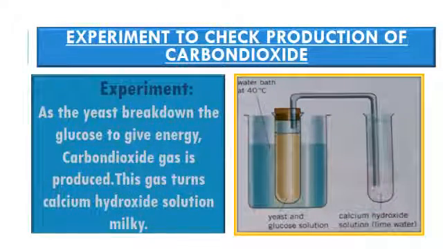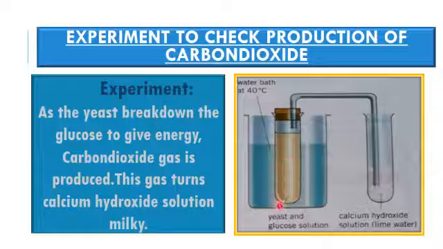Now here is an experiment to see the product produced by fermentation, that is carbon dioxide. So we will set up an experiment over here. You can see this picture. It's a beaker and test tubes. Two test tubes are there. The first test tube is being dipped into the beaker with hot water at 40 degrees centigrade. This test tube contains yeast and glucose solution.